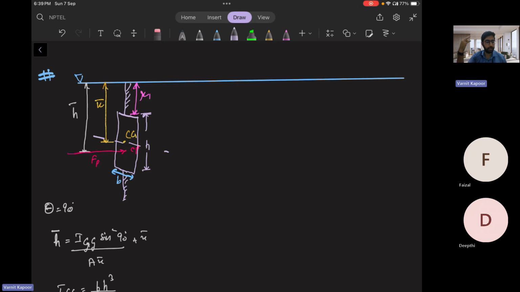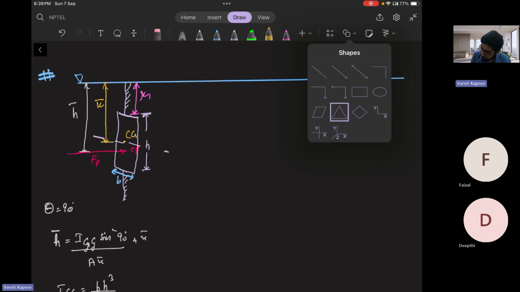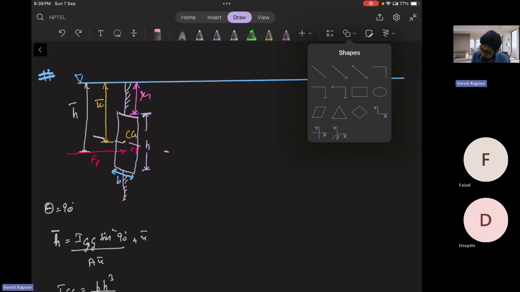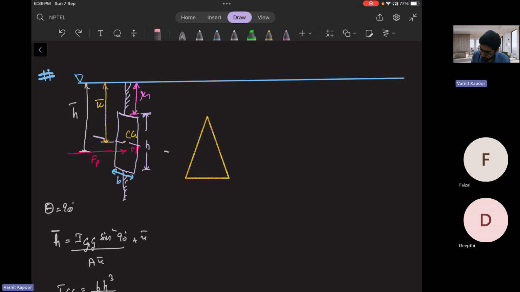Now suppose instead of this rectangular plate, we have a triangular plate. This is my triangular plate, with its center of gravity and center of pressure. This is your center of gravity, and this is your center of pressure for this.